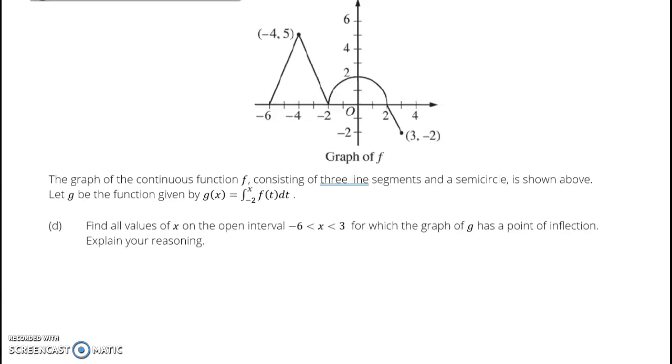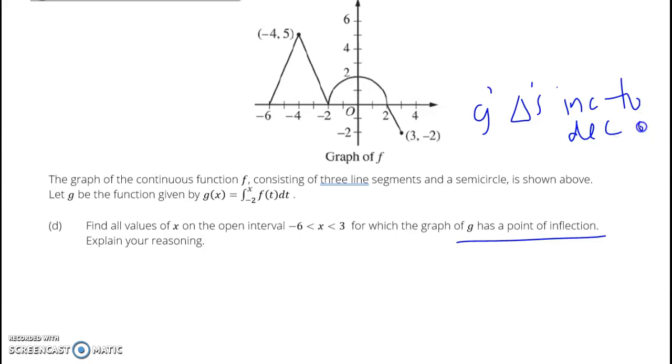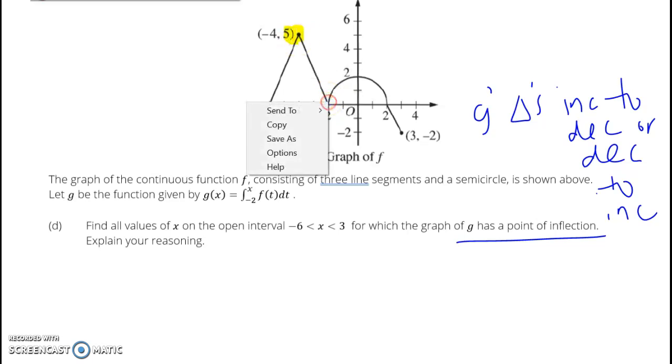Okay, for part D, the question is asking us to determine points of inflection for G. So again, thinking back to our stairs, if G has a point of inflection, that means G prime changes from increasing to decreasing or decreasing to increasing. So since I'm looking at G prime, that's going to be specifically what I'm looking for. I notice that change right here, increasing to decreasing. Another change at -2.